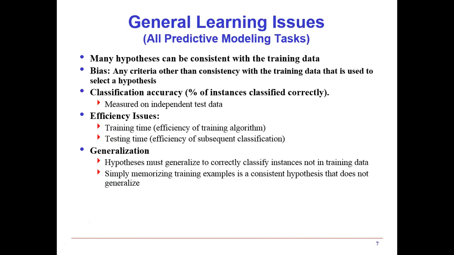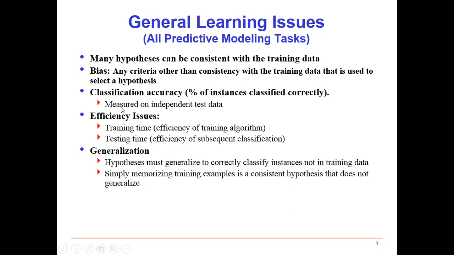So many times when you are generating the hypothesis, it can be consistent with the training data, but it should also correctly classify the data. And sometimes we have the bias also. Any criteria other than consistency with the training data that is used to select the hypothesis is called bias. Most of the time bias is there, and because of the effect of the bias, the hypothesis is wrongly chosen.